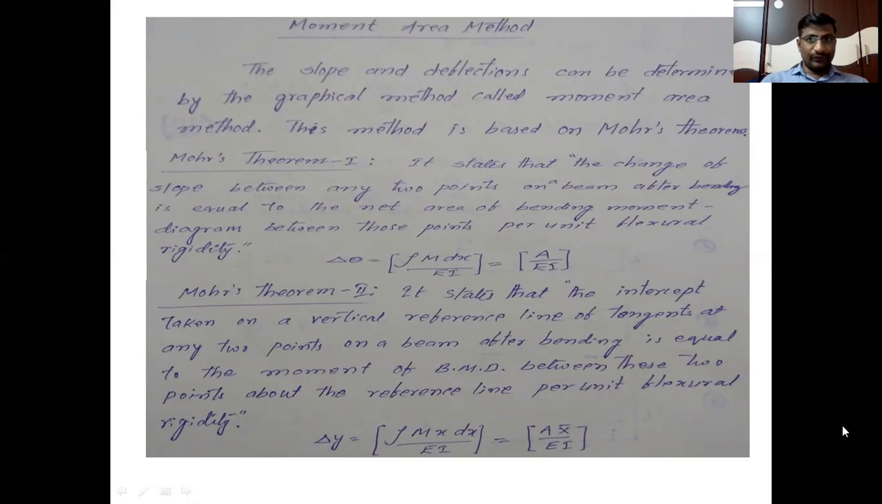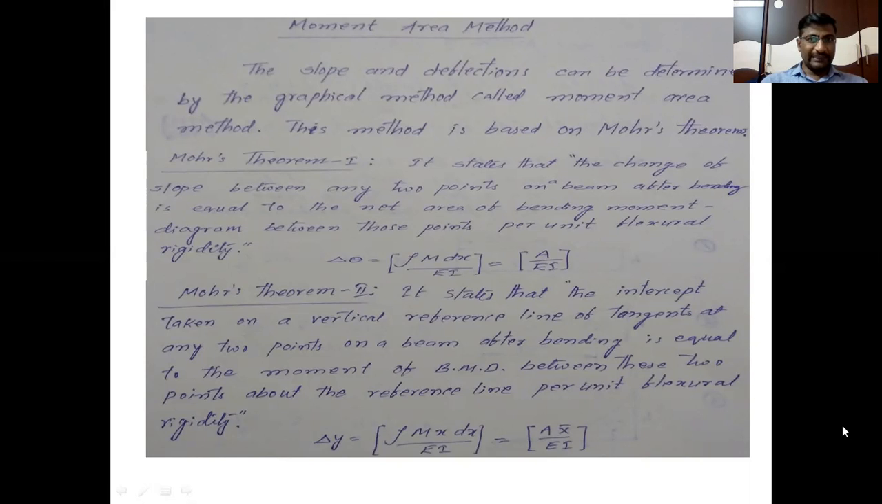This method is used for simple beams having single loads, and this method is a graphical method. By drawing the bending moment diagram, we can find the slope and deflections. And this method depends on two theorems. Those theorems are called Mohr's theorems.